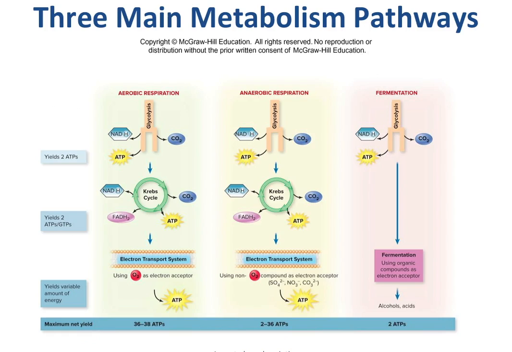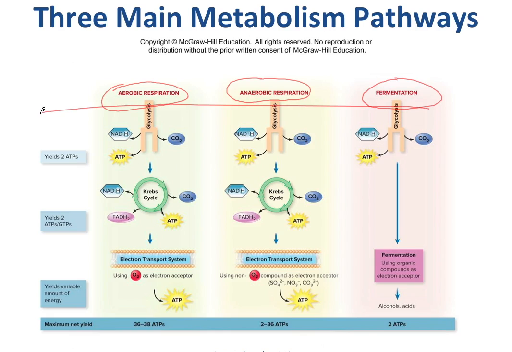As what we can see, we have three major metabolism pathways. One is the aerobic respiration. Second is anaerobic. The third is fermentation. As what we can see for all these three, the first one is same. The glycolysis is same. All these three pathways have the same first step. The first step is glycolysis.